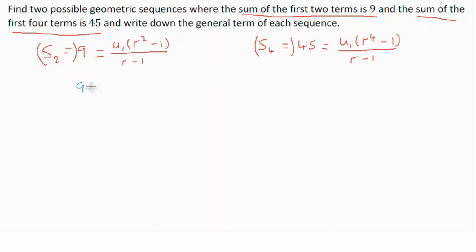So first of all, I notice that R squared minus 1 is a difference of two squares. So I can write it as (R minus 1)(R plus 1). And then I have a common factor of R minus 1 on the top and bottom. So I can simplify this down to 9 equals U1 times (R plus 1).